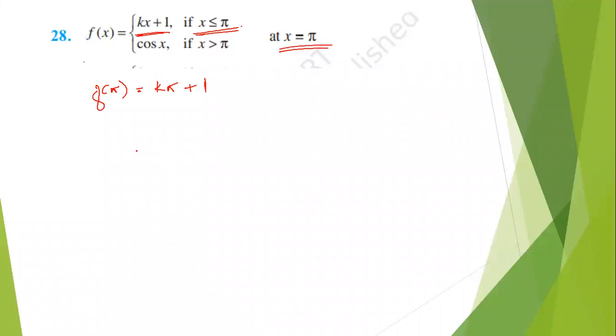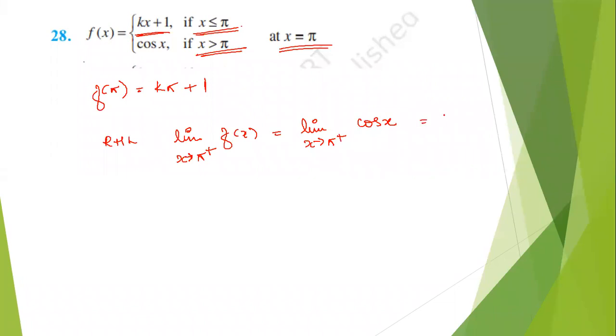What will be the right hand limit? What will be RHL? Limit x tending to pi plus. Pi plus means when x is greater than pi. So what will be the functional value? Limit x tending to pi plus cos x. What is cos pi? Cos of 180.